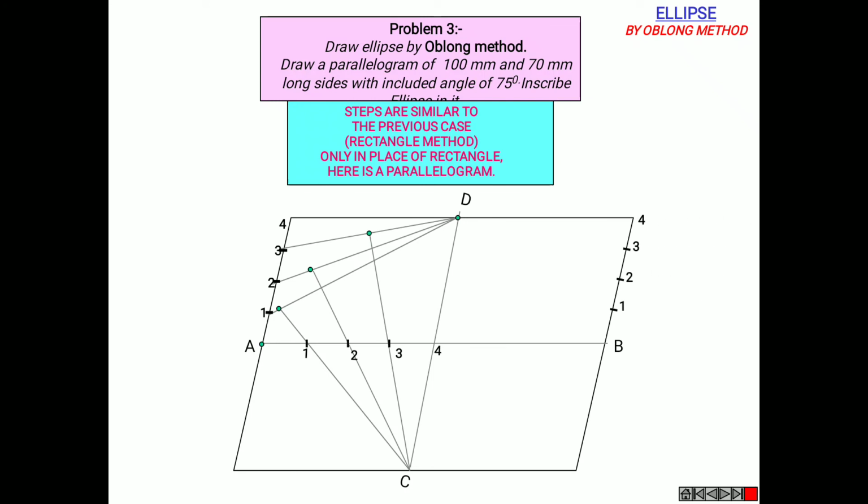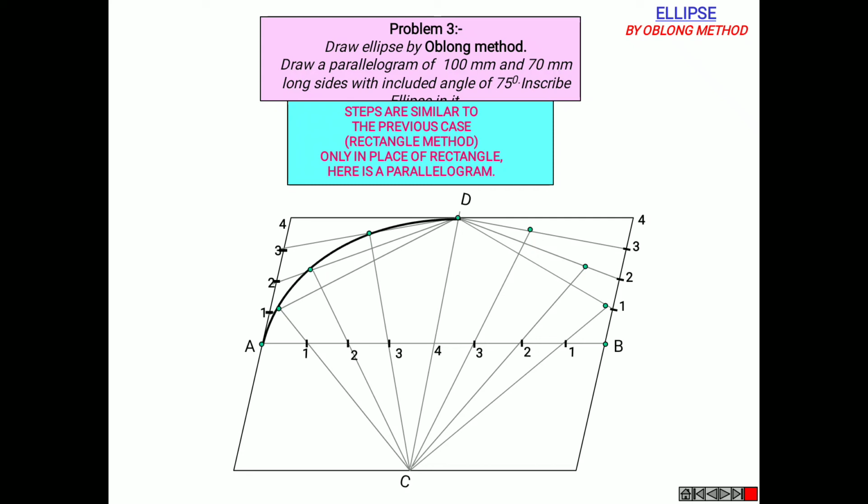Similarly, in the right top of the parallelogram, mark the intersections, join with a smooth curve. The same reflects in the bottom half of the parallelogram on either sides, left and right, and join these points with a smooth curve, so that is the required ellipse. Note it down. So this is an ellipse.